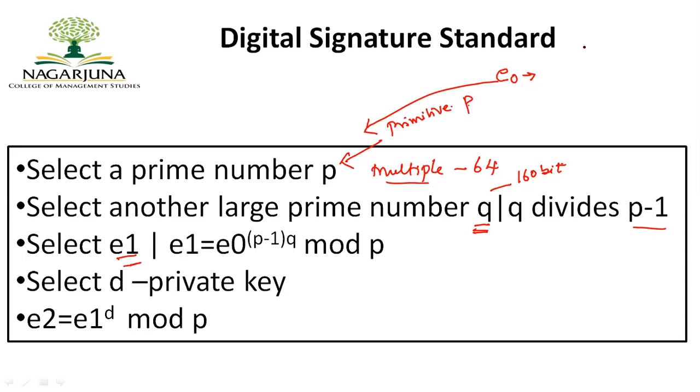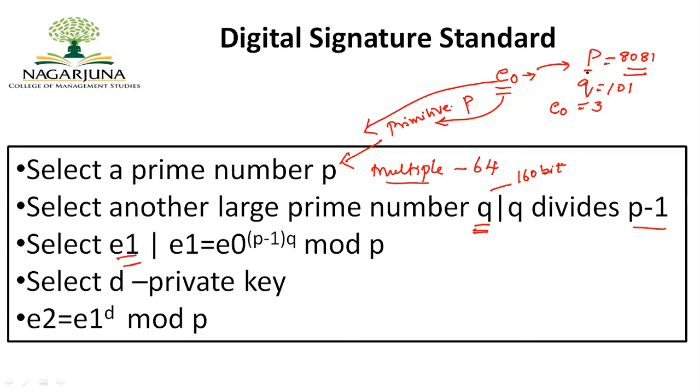Now let me take an example where my P value is considered as 8081. I'll take a prime number 8081, and I should take a prime number Q such that Q should divide P minus 1. So I'm going to make use of 101. I'm going to take the Q value as 101. Now I have to take your E0, where E0 should be a primitive root of P. So let E0 be considered as 3.